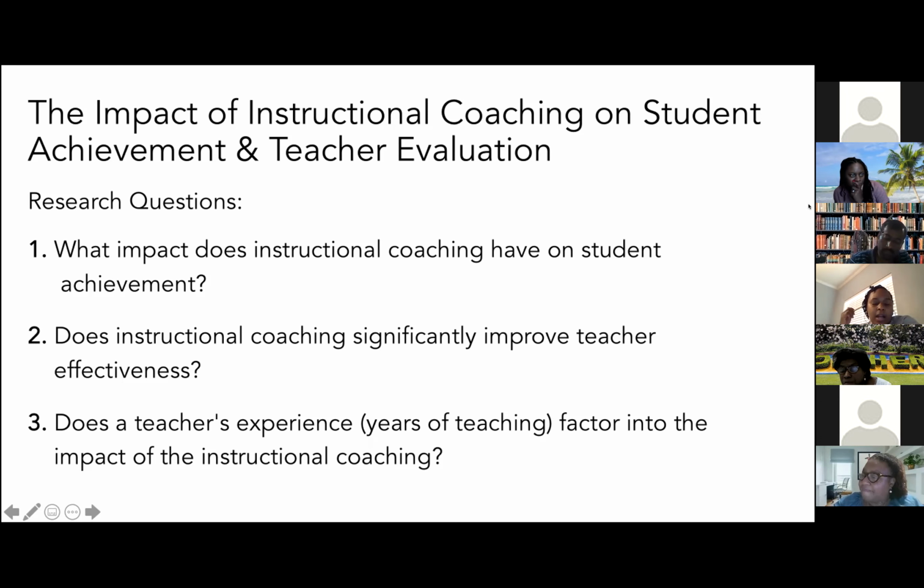But what you just said also made me think of something else too. I think the instructional coach will also have an impact on student achievement and then teacher effectiveness. Because just because you're an instructional coach doesn't mean you know the content or you know how to coach someone else to become better.